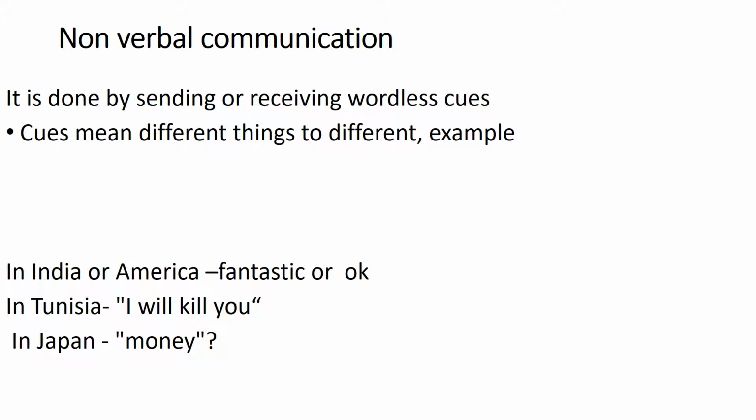Now, it is prudent to remember that cues mean different things to different people in different contexts. For example, this sign there can mean many things. In India or America, it means fantastic or okay. But if you go to Tunisia, the same sign means I will kill you. In Japan, it means money.